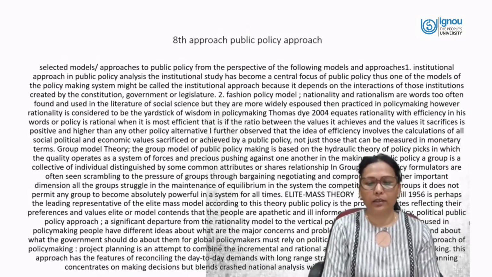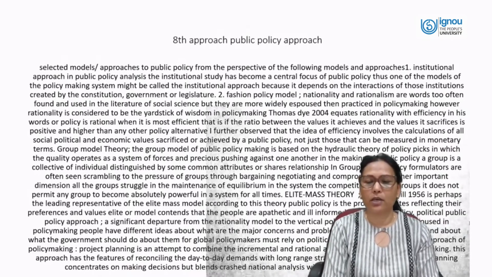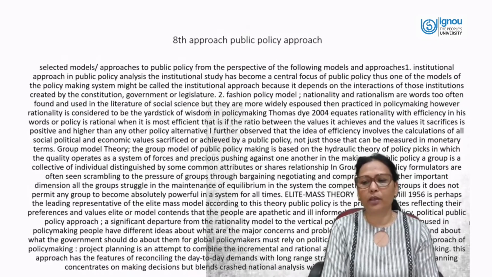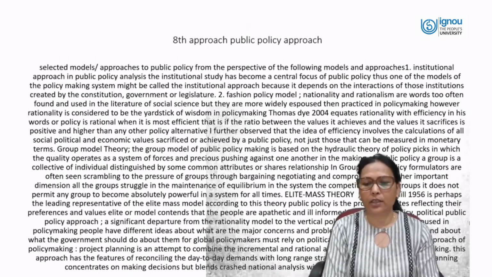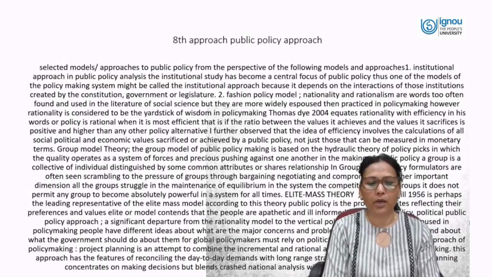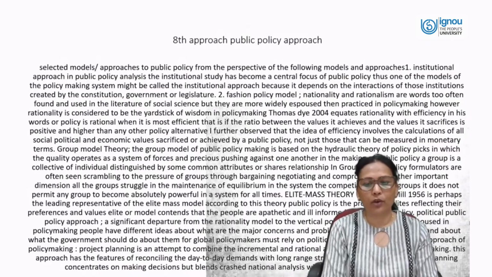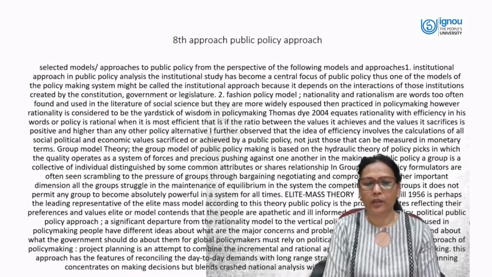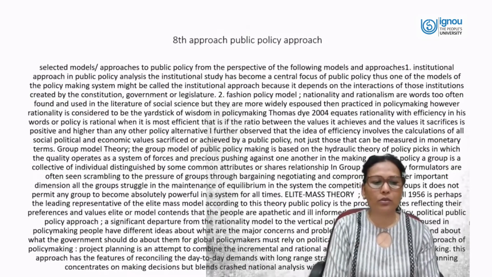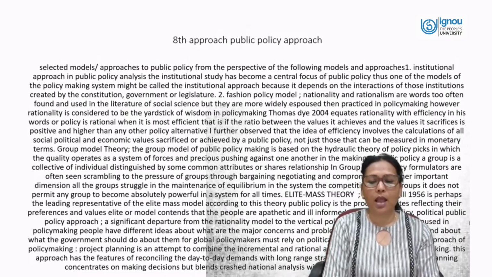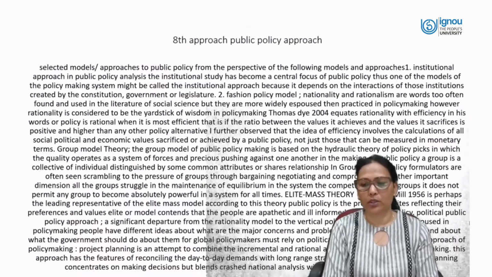Now, further, there was the elite mass theory in the public policy approach. Elite mass theory, by C. Wright Mills in 1956, is perhaps the leading representative of the elite mass model. According to this theory, public policy is the product of elites reflecting their preferences and values. The elite model contends that the people are apathetic and ill-informed about public policy.